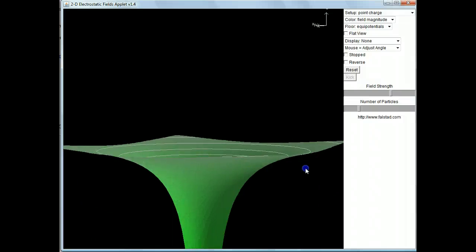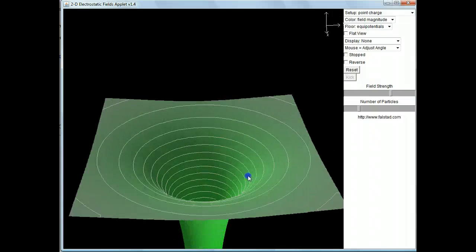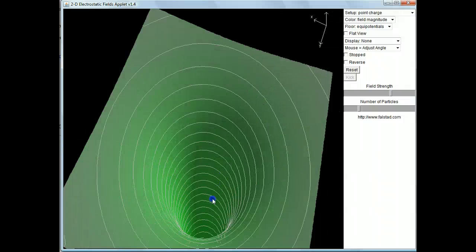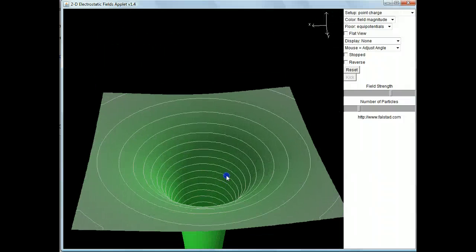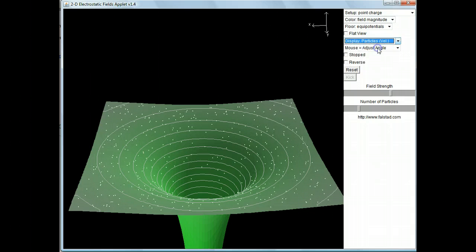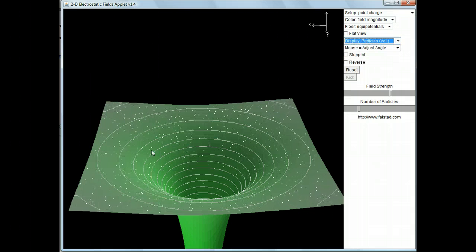So this would be actually a negative charge. It's going to give you this type of a feature. And you can see it's very, very steep down in the middle there. But this is what the world will look like to a positive test charge. So a positive test charge comes along, and I can actually show you this. Let's look at what happens to these positive test charges.